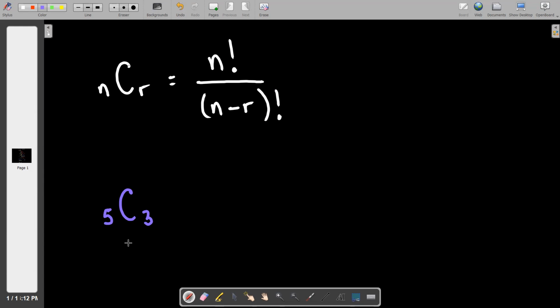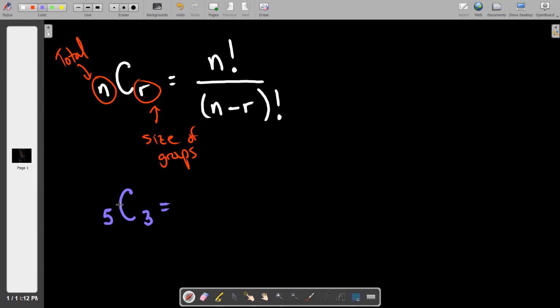So what the nCr is saying is, okay, the n stands for how many items you have total. The r is the size of your groups. And the formula is like, I got you. Here's what it says to do. On top.